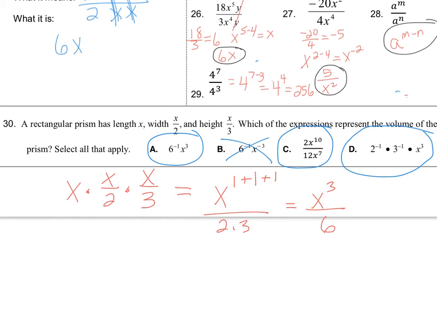So looking at equivalent expressions, A, C, and D are all three equivalent to our answer, which was x cubed over 6.